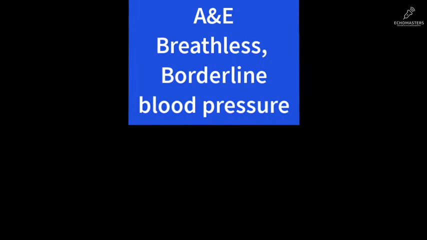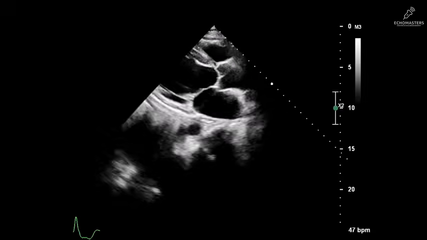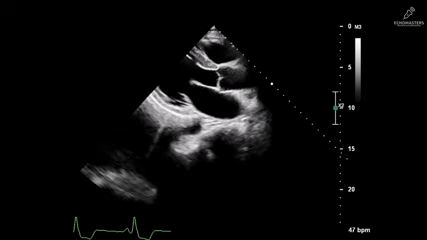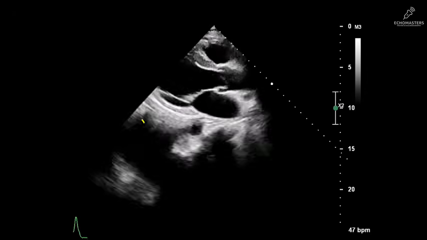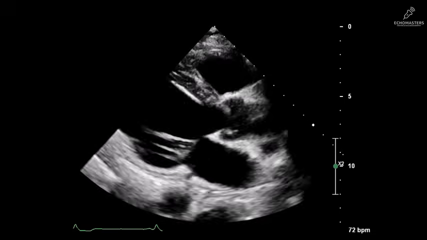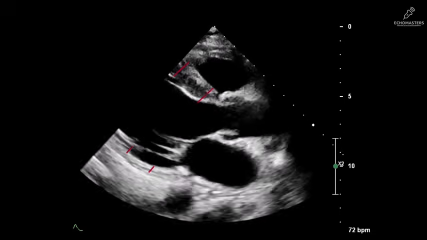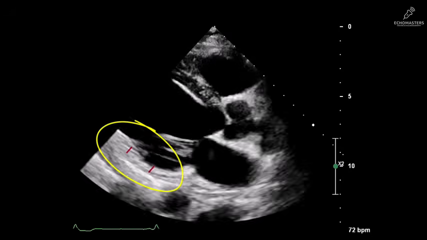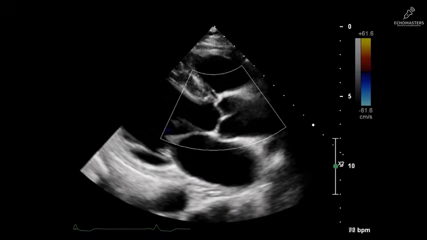Here is our first case, a patient who arrives in the ED breathless, with borderline blood pressure. You've got the machine, you've done your clinical assessment, and now you are looking at your parasternal view. From the far field, you can see that there's no pericardial effusion. As you focus on the heart, you notice a marked reduction in wall thickening and inward motion, especially in the infralateral wall. That's a clear sign of regional wall motion abnormalities.